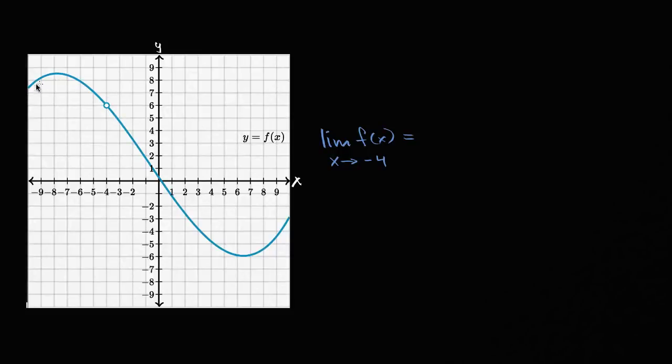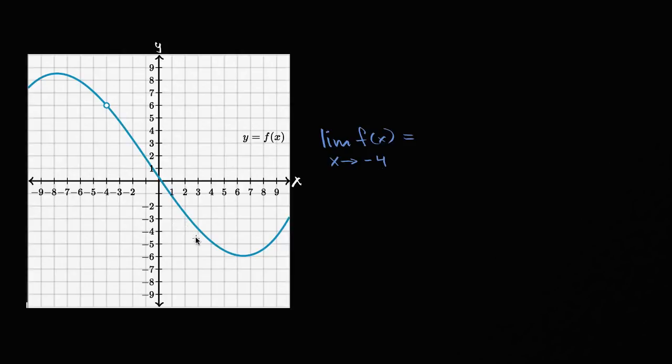So we have the graph of y equals f of x right over here. And what we want to do is figure out the limit of f of x as x approaches negative 4. So what does that mean? Well, a limit is saying what is my function approaching as the input of that function approaches, in this case, negative 4, as the input approaches a value.